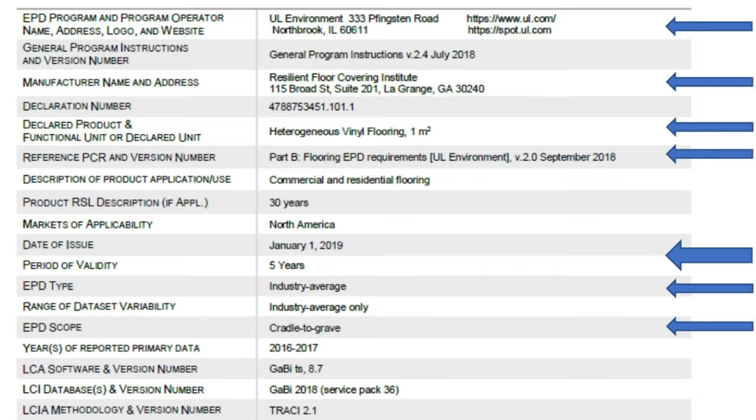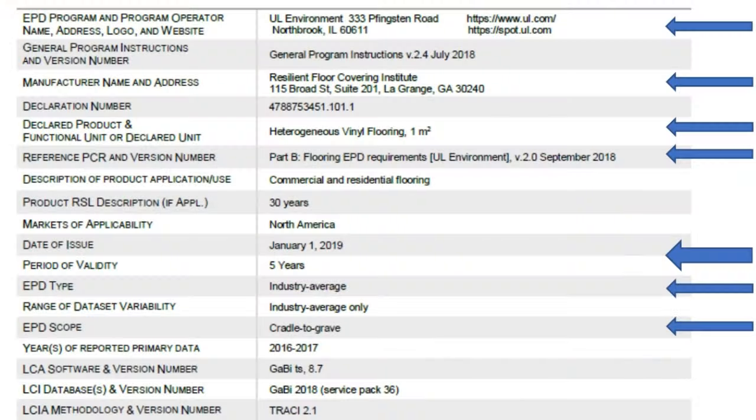The fifth highlighted line that I put there is the date of issue and the period of validity. So when did the document come out? This one came out January 1st, 2019. Happy New Year to everyone. And for the period of validity, most EPDs are valid for 5 years. This means that the data is probably from about 6 years ago.